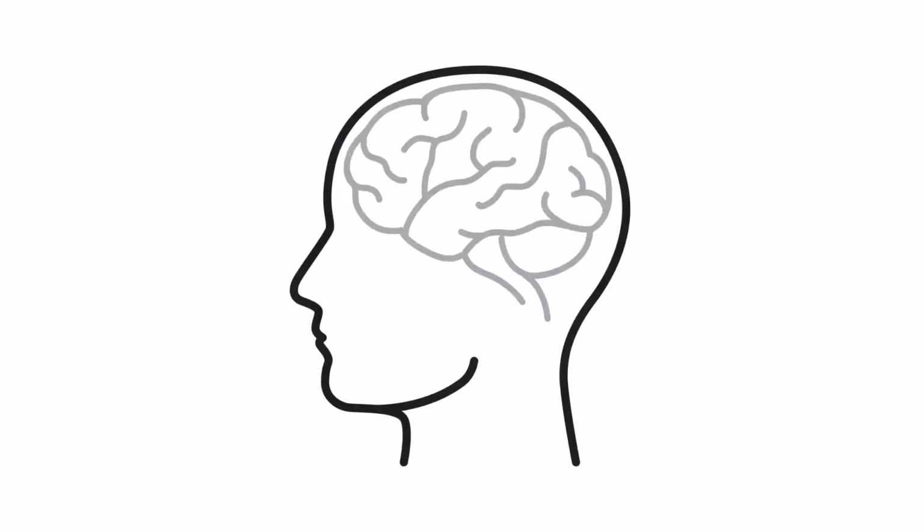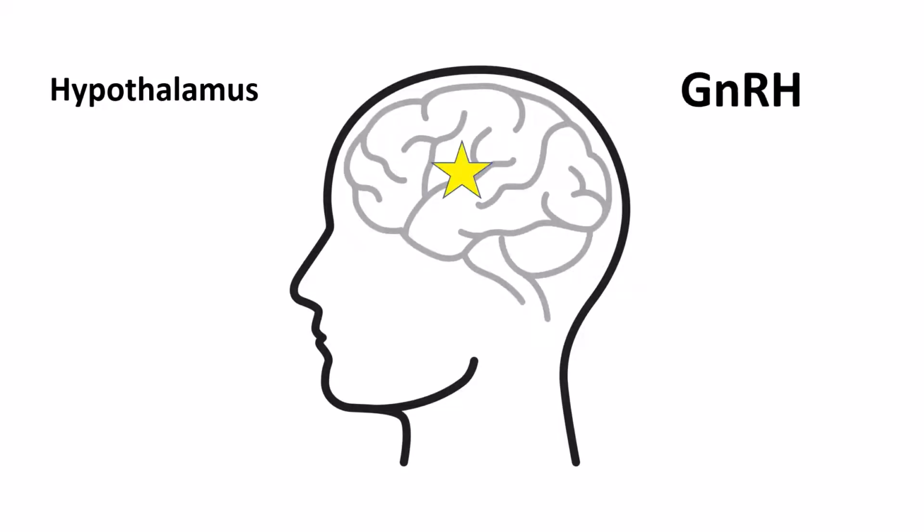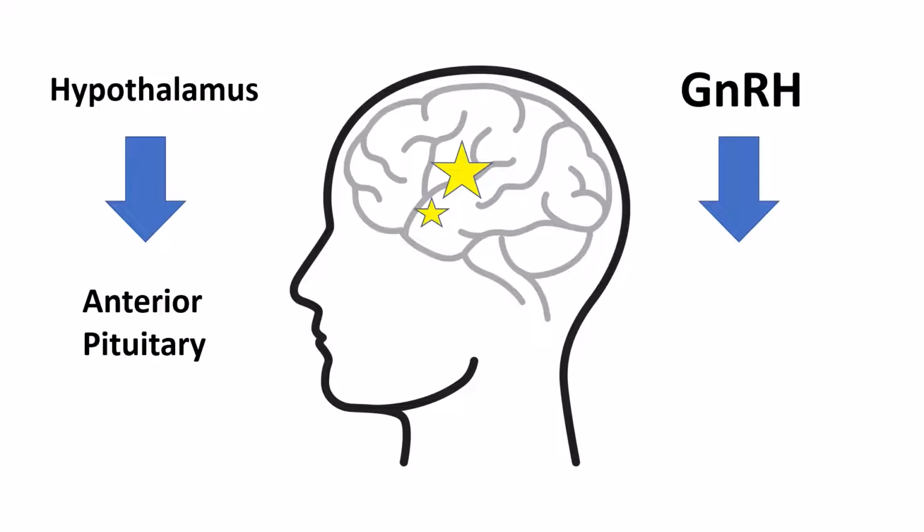Days 1 through 5 out of our 28-day cycle. Once puberty is reached, the hypothalamus will release gonadotropin-releasing hormones, also called GnRH, which stimulate the anterior pituitary gland to secrete varying levels of follicle-stimulating hormone, FSH, and luteinizing hormone, LH.